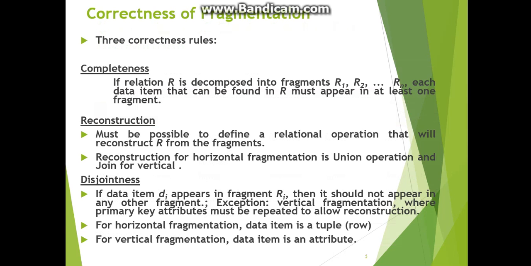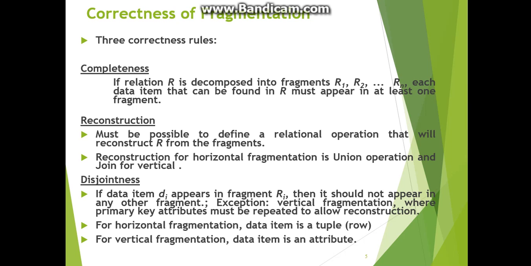Then the next is reconstruction. It must be possible to define a relational operation that will reconstruct R from the fragments. If we combine the smaller fragments, you should be able to get the original relation. Reconstruction for horizontal fragmentation is the union operation, and join for vertical. Then disjointness. If data item D appears in fragment Ri, then it should not appear in any other fragment. That means all the fragments should be disjoint. If the data appeared in one fragment, it should not appear in another fragment. So there should not be any redundancy.